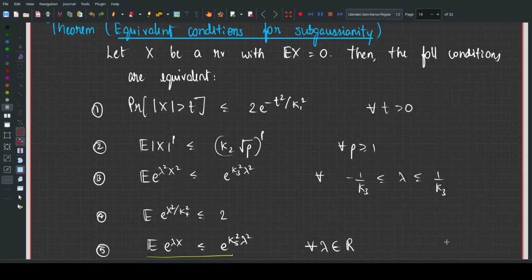Okay, so let's start. In the last class, I was trying to prove this theorem, which basically gives equivalent conditions for Subgaussianity.